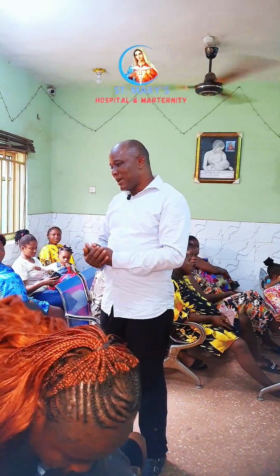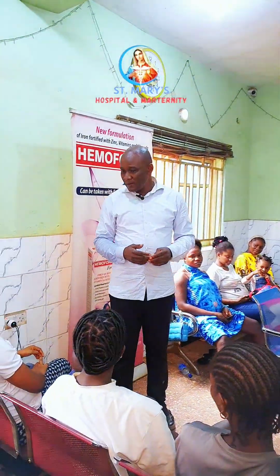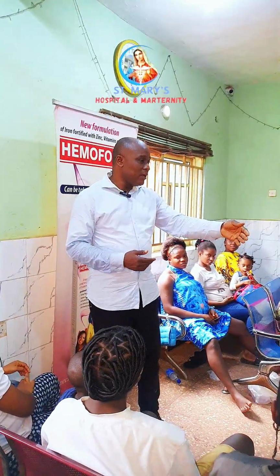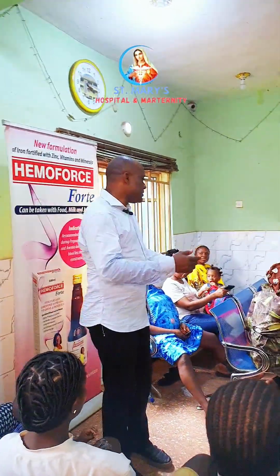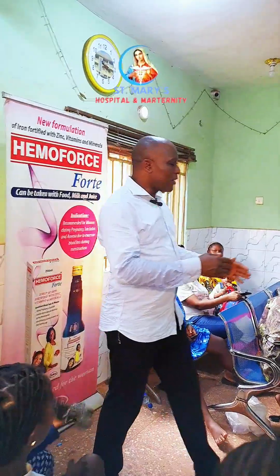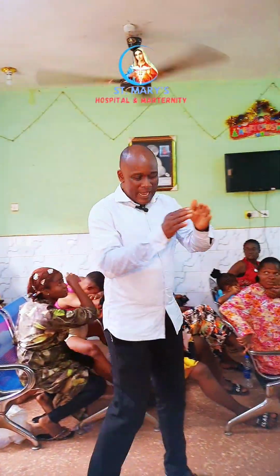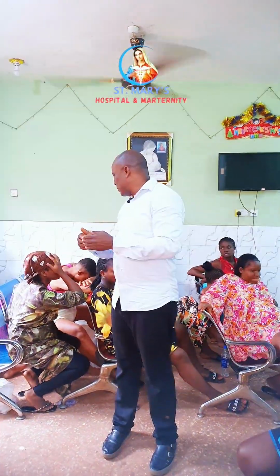Anterior placenta. It's simple now. What do you understand by the word anterior? Anterior means in the front. Posterior means at the back. So if you look at the womb, it is just like a pear shape.